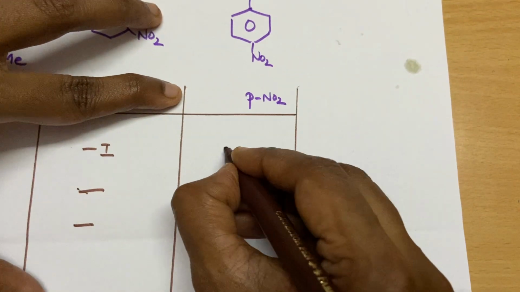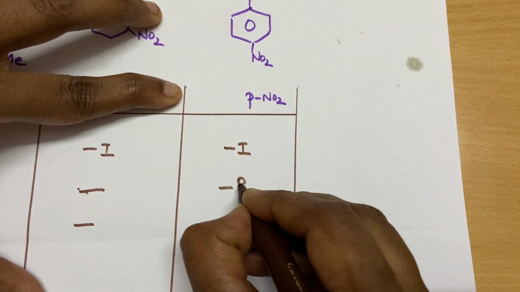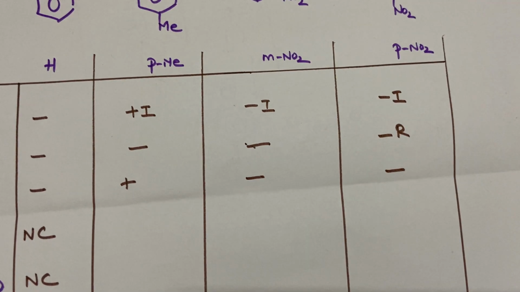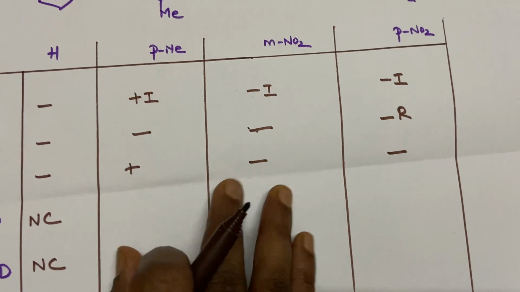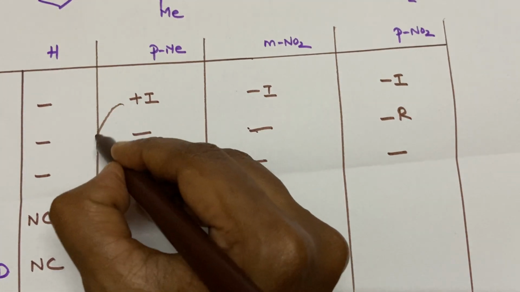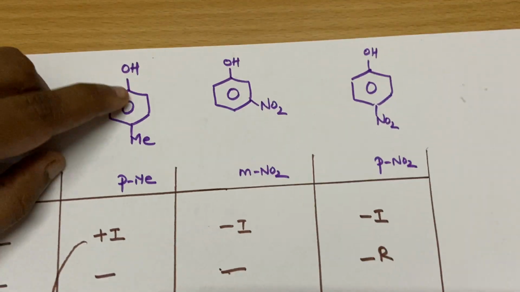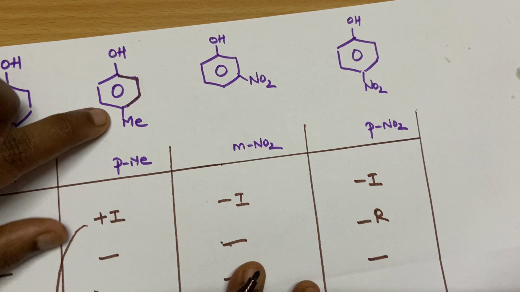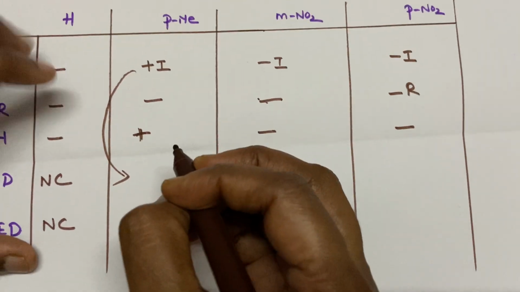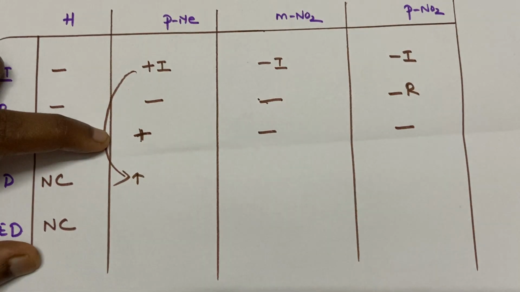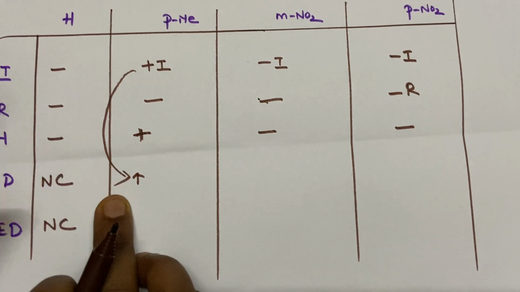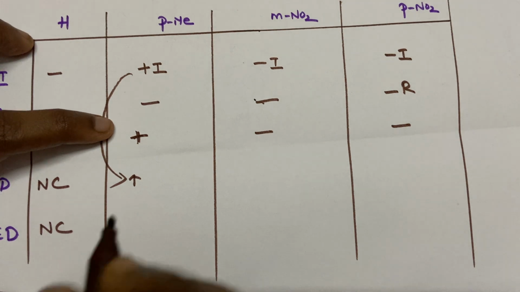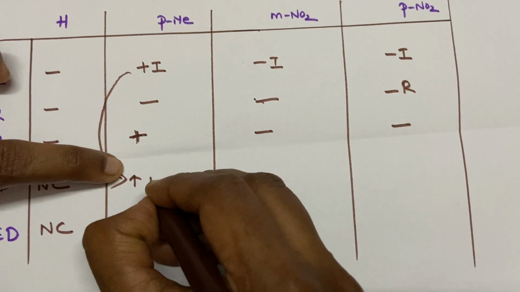And paranitro, minus I and minus R and no hyperconjugation. So please don't confuse yourself. Follow me carefully. Due to plus I effect, for inductive effect we have to take the distance. If it is in para position, the effect will be less because it is 3 bond distance away. So it is going to increase, not that so much, but okay. Hyperconjugation is a weaker effect than resonance. It is going to increase only, but not that much.